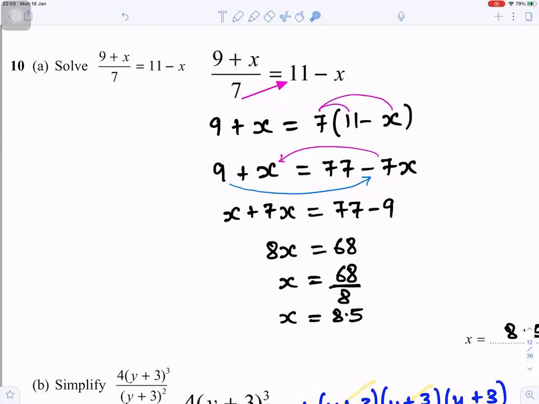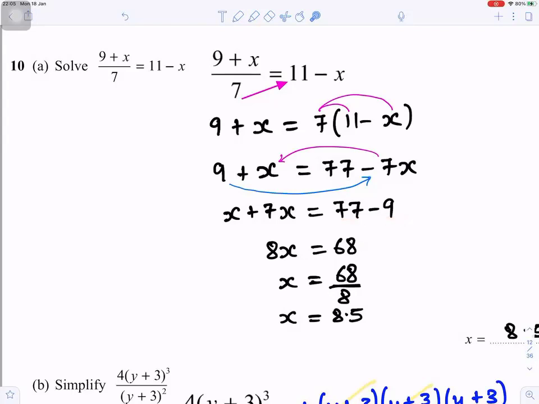We want to put all the x to the left. So we take the minus 7x to the left. It becomes plus 7x. And we take the plus 9 to the right. It becomes minus 9. So what we have got is the x are all on the left and the numbers are on the right. So x plus 7x is like 1x plus 7x. 1 plus 7 is 8, gives you 8x. 77 take away 9, 68.